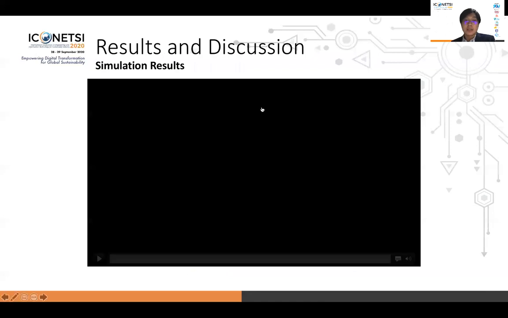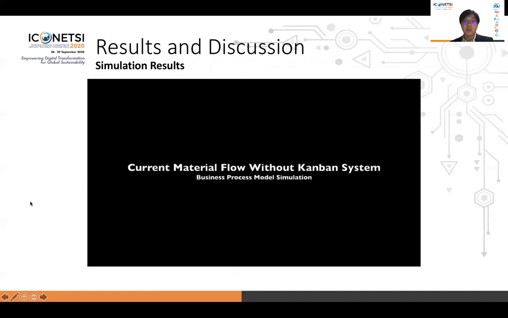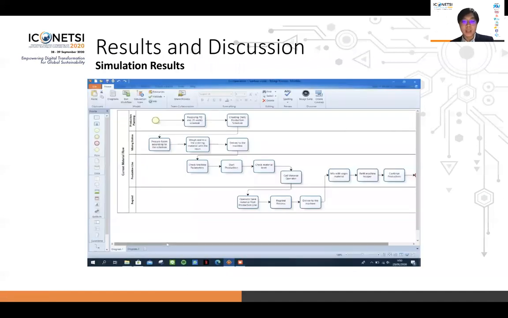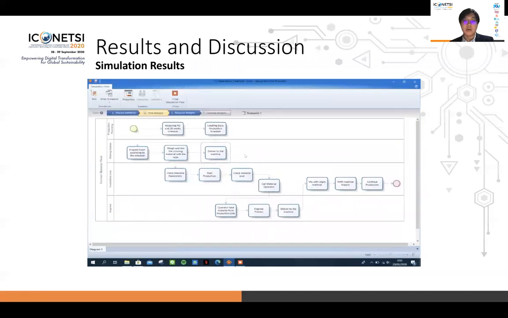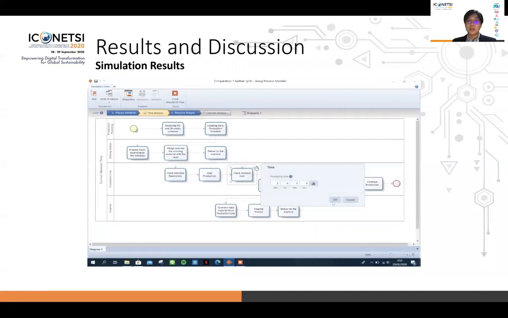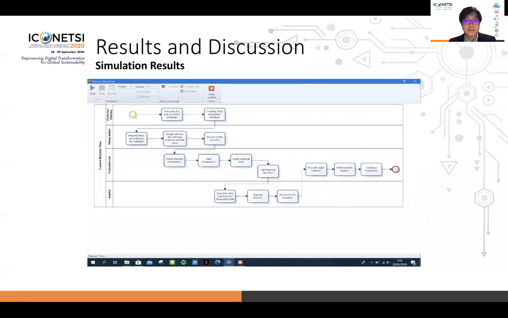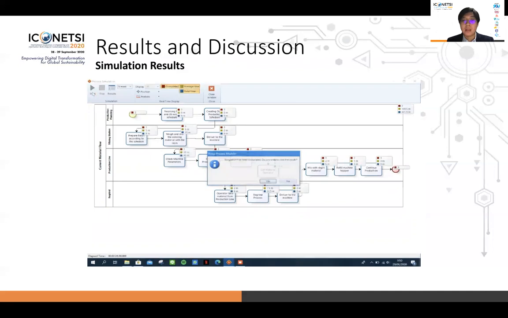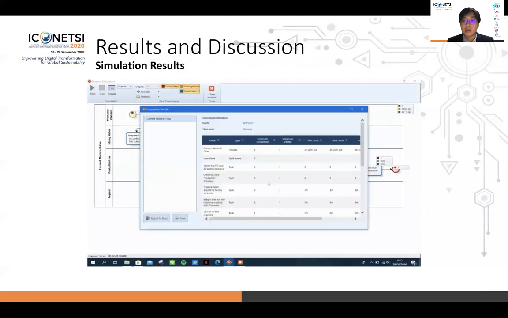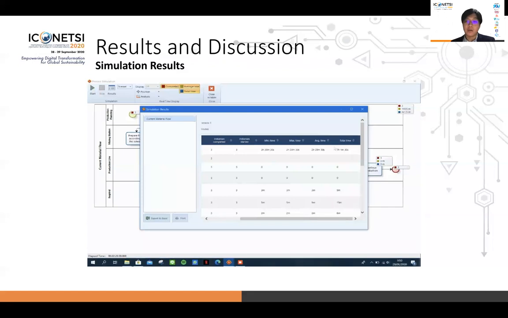So these are the simulation results in the video. You can see in the video, the first is the current material flow without the Kanban system, and here I do the time analysis with producing the same number of units, 3,500 units. Each process has its own times, and if you run the simulation, you can see that the current state without the Kanban system records a time of 7 hours 5 minutes.